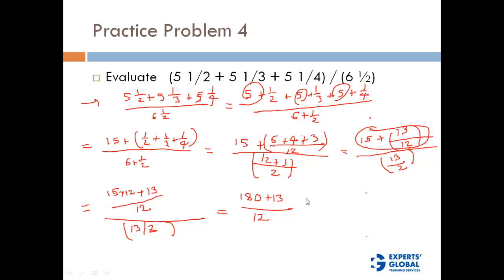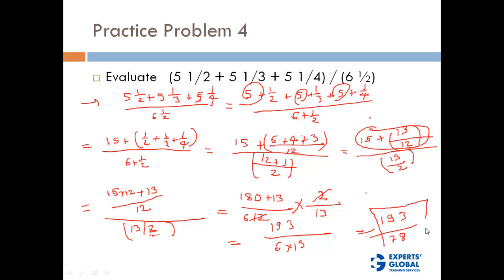So that means we can do the same thing by multiplying by the reciprocal of this fraction in the denominator. What is the reciprocal of this fraction? 2 by 13. Correct? So let's simplify this further. We get 193. This 2 and this 12 have a common factor, so we will divide by 2. So this becomes 1 by 6. So what we get is 193 divided by 6 into 13, which will be 78. So this is the answer to this particular expression.